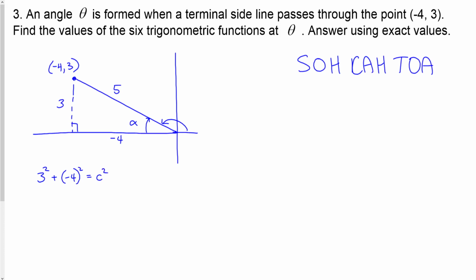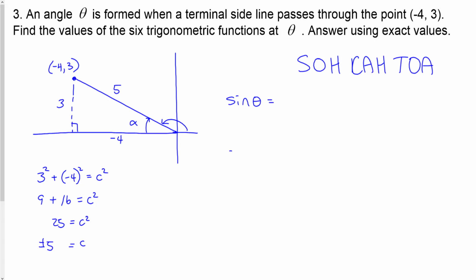A squared plus b squared equals c squared. So in this case, 9 plus 16 equals c squared, or 25 equals c squared. So c is technically plus or minus 5, but the hypotenuse would always be a positive number, so just positive 5.